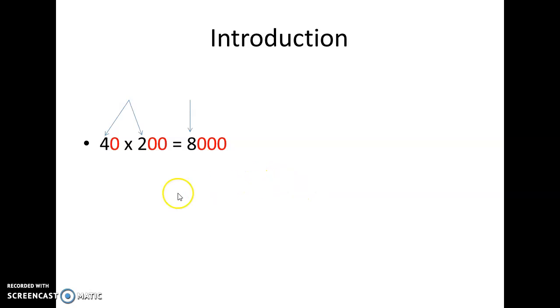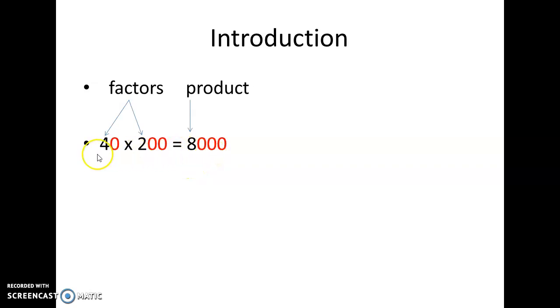The first one, I have 40 times 200. 40 and 200 are the factors. The numbers that we multiply, we call them factors. And the answer is the product.